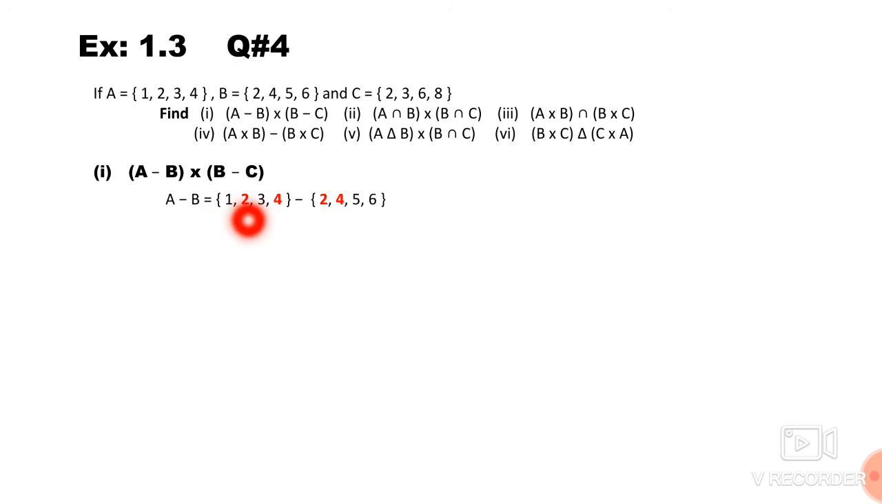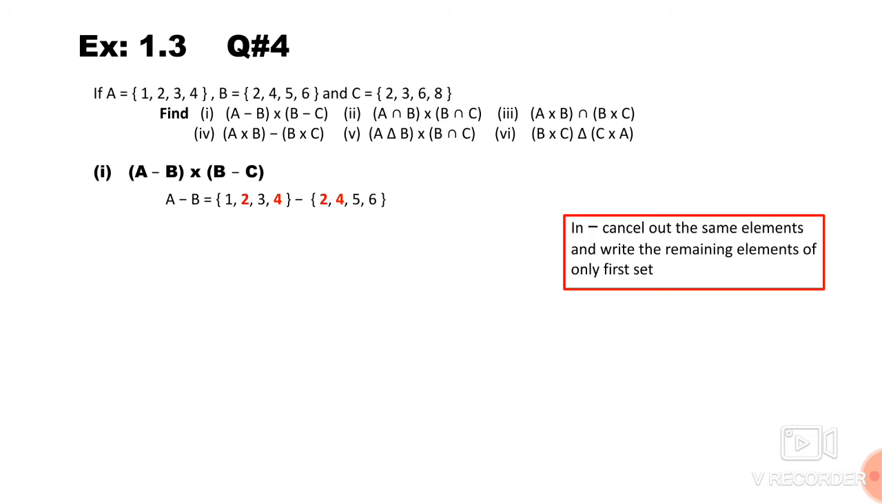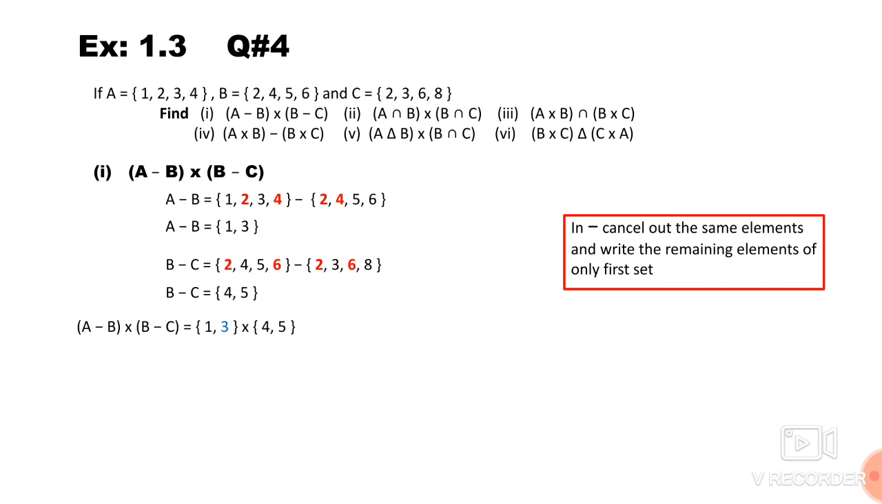Set A has 1, 2, 3, 4. Difference set B has 2, 4, 5, 6. In difference, we cancel out the common elements and write down the remaining elements of only the first set. So A minus B is just 1 and 3. Now B minus C in the exact same way, 2 and 6 will be cancelled out and we will have just 4 and 5. Now finding the Cartesian product of A minus B and B minus C. We will get (1,4), (1,5) and (3,4), (3,5). This is part 1.